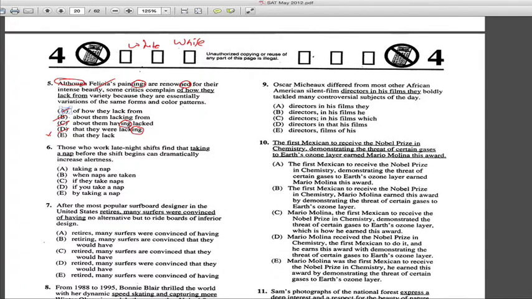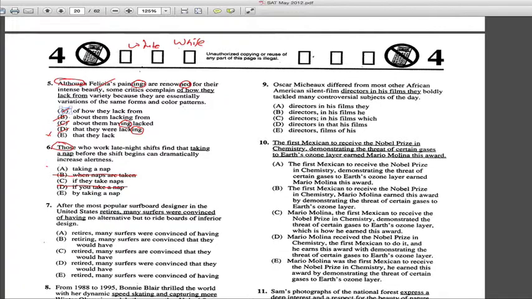Let's look at number 6. Those who work late night shifts find that taking a nap. "Those" is plural. If you know, "can work", "you" is not plural. When naps are taken, this goes into a passive voice tone, and SAT test writers don't want to use passive voice, so keep that in mind.